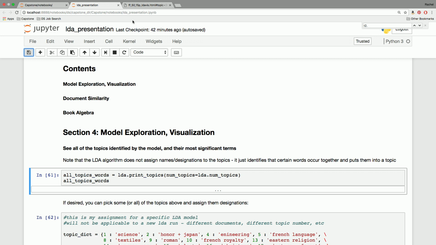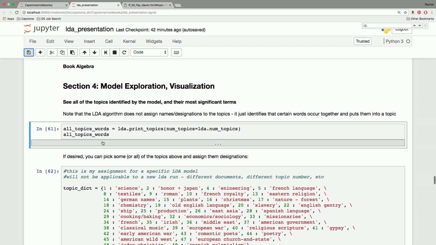Then we'll have our model, we'll understand it, and we'll look at document similarity we can run on it. And then we'll do something that I'm calling book algebra, which I'm very excited about. That's the grand finale of the talk. So let's get into that. Let's explore our model.